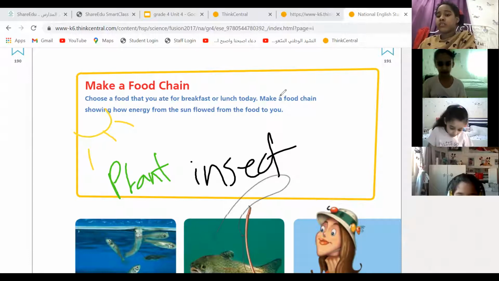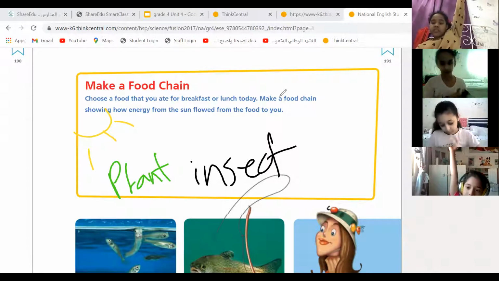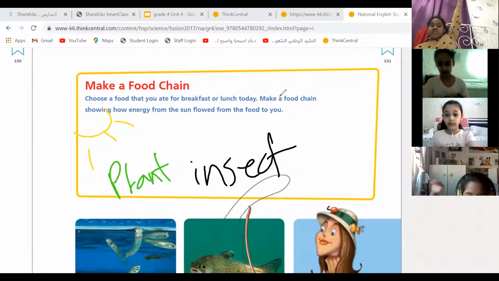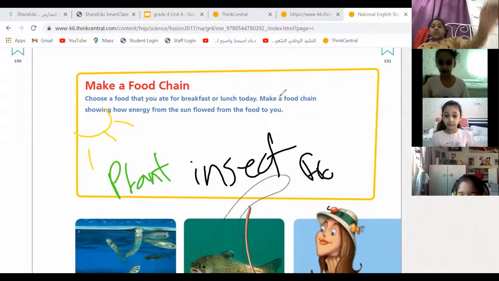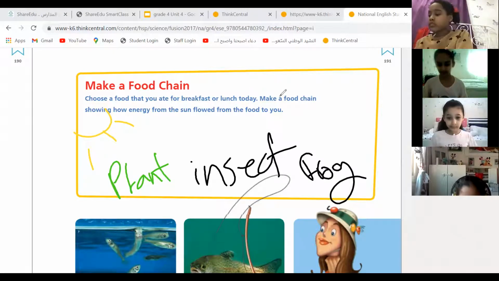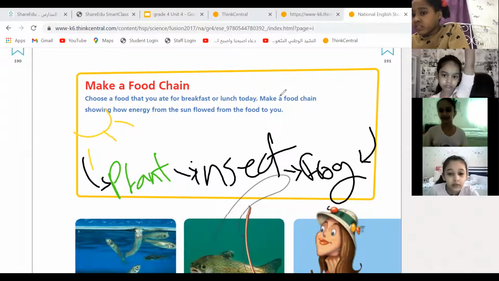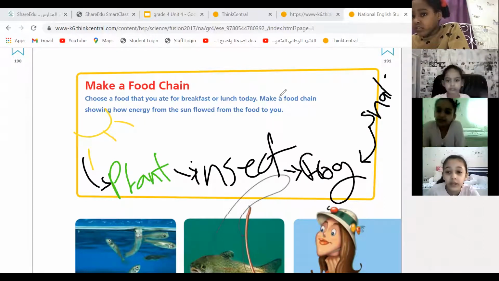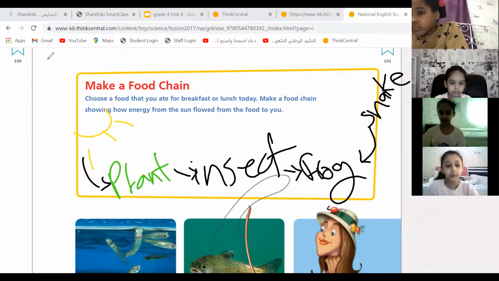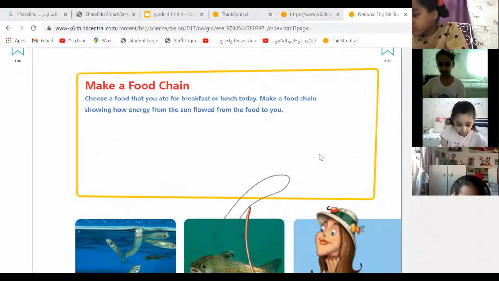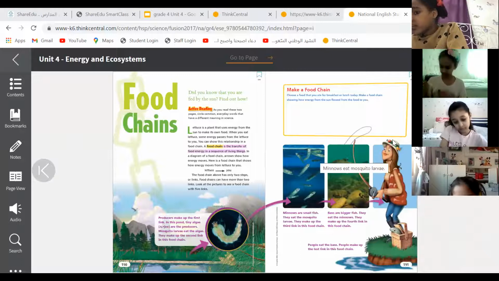Yes. Who can eat this insect? Maybe a frog. Excellent. After that, who can eat a frog? Eagle. No, eagle will eat a snake. A snake will eat a frog. Excellent, snake. And then the eagle will eat the snake. So we made a longer food chain. Excellent. Very good. Thank you. I'm going to draw my food chain.